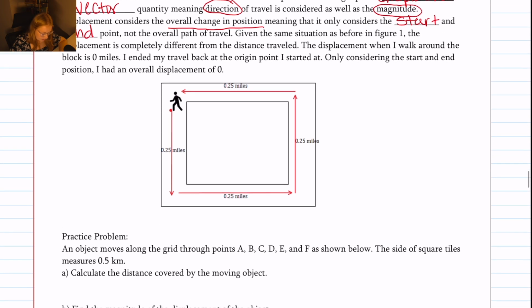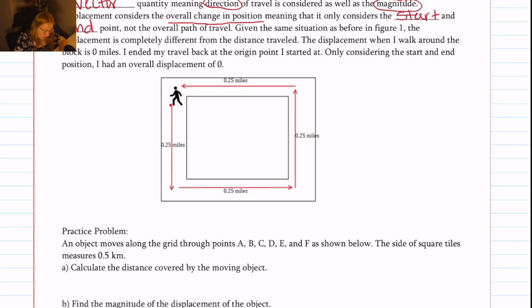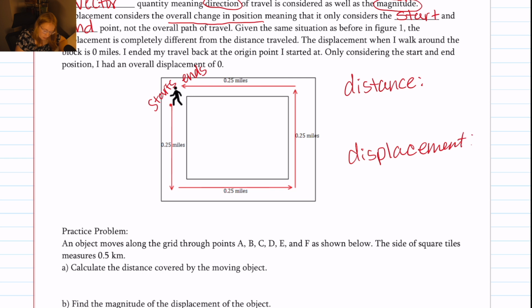Okay, let's look at this scenario. You have a person walking around the block. He starts right here, but he also ends at the same corner. He goes 0.25 miles each leg of the block. What we need to figure out is what is the distance and then what is the displacement. Distance only cares about the total length traveled. We don't have to denote whether it was right, left, up, or down. So the total distance he traveled is 1 mile. You just add up all the sides.